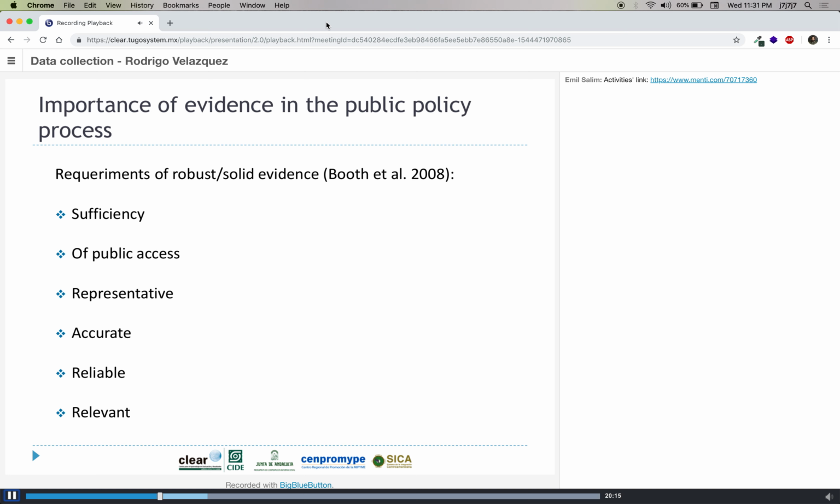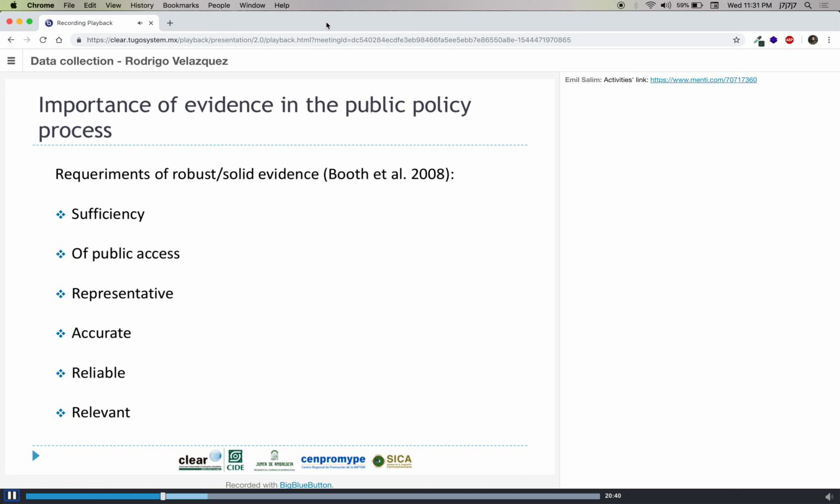And this has to do with the characteristics that we are going to mention. So remember that if you have a lot of evidence, it is going to be better for you. So let's say that this is a first requirement that we need to take into account.